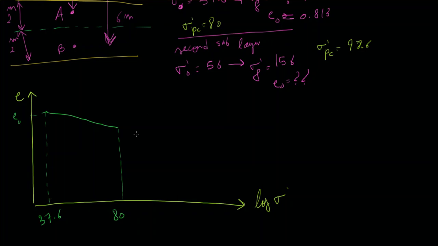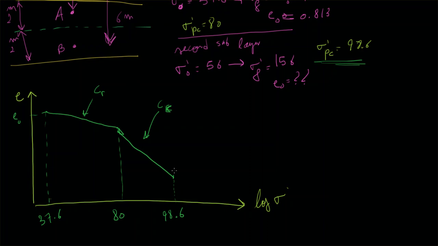Then after it crossed 80, it's going to go down using the compression line. It's a bit difficult to draw. Okay, that's the compression line, and that's the recompression line. So until it reached the maximum new point in new stress, which is defined as 98.6. So that's the highest stress the soil has ever seen. Again, that's 98.6.